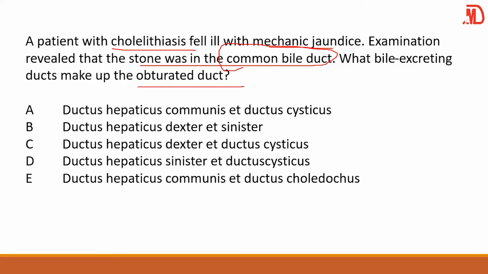So over here, you are looking at what? The hepatic communis and then the ductus cysticus. That is what? The common hepatic duct and the cystic duct. So these all come together to form the common bile duct. So when there's an obstruction in any of these areas, of course, we can have a mechanical jaundice. So here your answer is A.